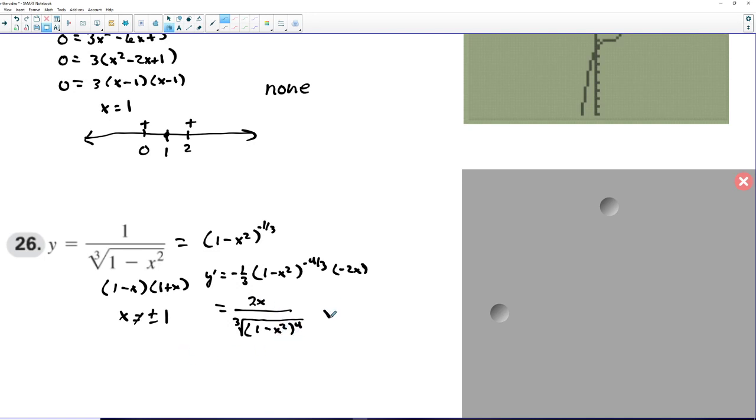0 makes the derivative 0, and we cannot allow x to be plus or minus 1 because then the bottom is 0, and that makes the derivative undefined, but we are interested in those values, negative 1, 0, and 1. So we cannot equal this one. This one's fine, and cannot equal that one. How about we plug in negative 2?